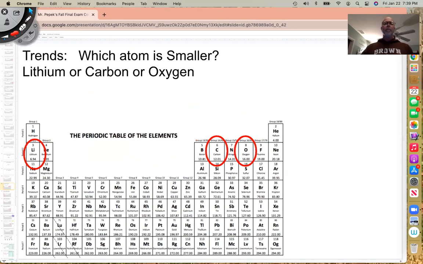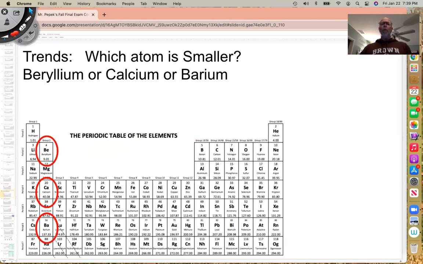So ladies and gentlemen, which atom is smaller of these three that are circled? Lithium, carbon, or oxygen? Which atom is smaller of these three that are circled? Beryllium, calcium, or barium?